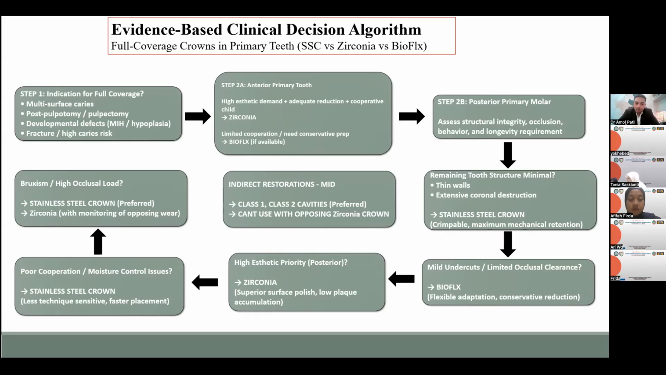If the patient has poor cooperation, moisture control is an issue, then again zirconia crowns cannot be given, because if you're going to cement it, resin based cement should be used to have the highest durability. Otherwise, if you're going to use a type 1 GIC luting, then chances of dislodgement are more with the zirconia crown. And for that reason, if the patient does not have cooperation or moisture control cannot be achieved, then instead of going ahead with the zirconia, we can go ahead with the stainless steel crown because it is less technique sensitive and it can be luted nicely with the type 1 GIC.